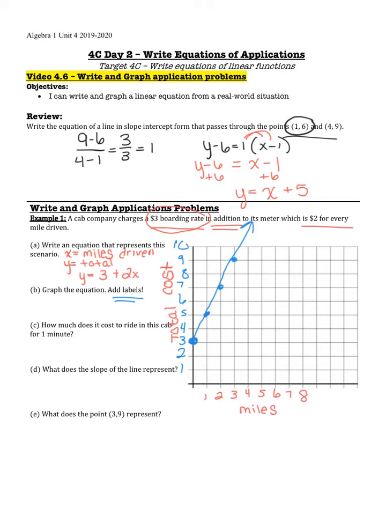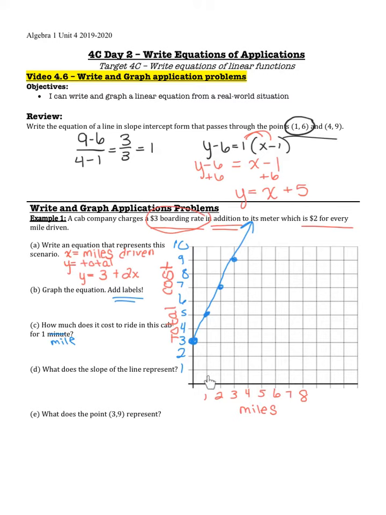So now we can go ahead and answer part C. Well, how much does it cost to ride in the cab for, I can't see it on my thing here, it's blocking, for a minute. Okay, so if I'm going to check for a minute, I'm looking at the ones here on my x-axis. Here's 1. I don't think it meant minute. I think that's a typo. That should be for a mile. So in fact, let's go ahead and cross this out. Not for a minute, for a mile, because we're not getting charged per minute, right? We're getting charged per mile.